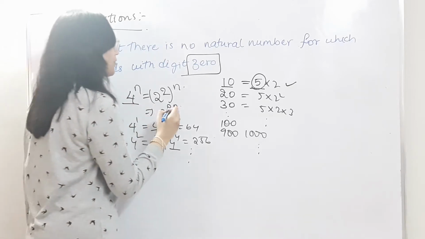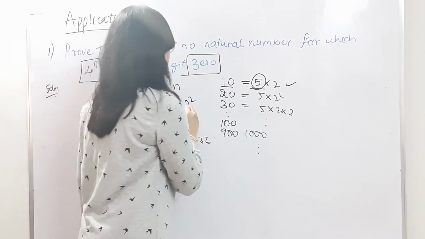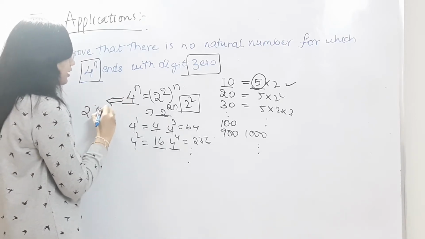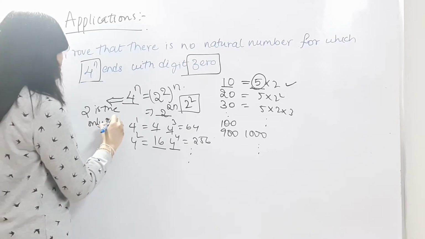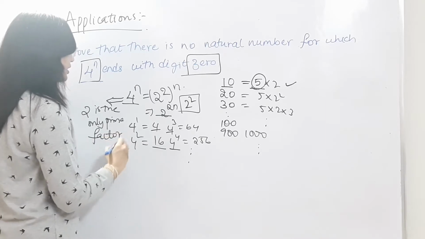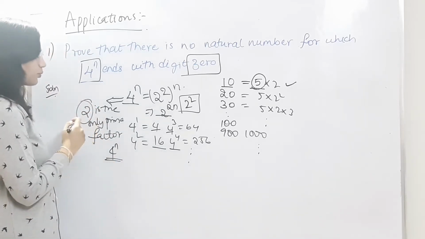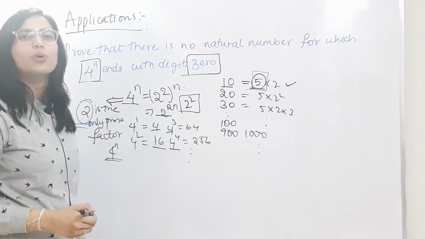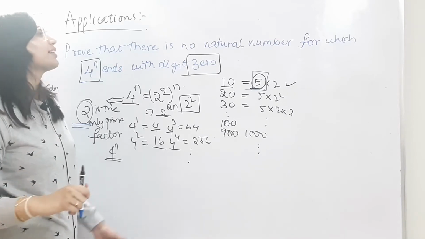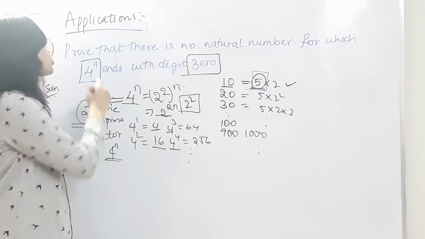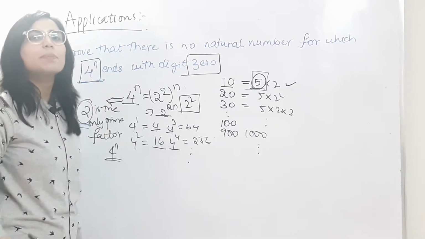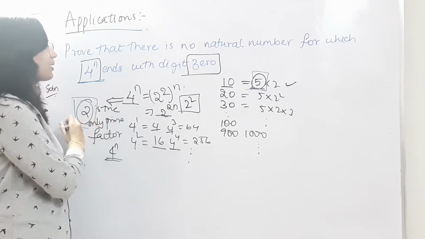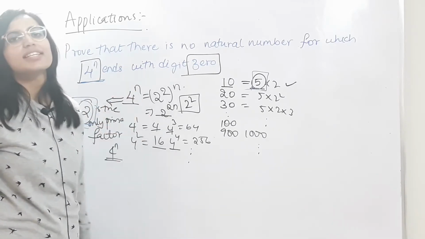Why? Because when you prime factorize 4, you get 2 square. That means 2 is the only prime factor when you simplify 4 further. So there is no other prime factor in 4 power of n except 2. That means we don't have 5 in the prime factorization of 4 power of n. That is the reason why we can say that there is no natural number for which 4 power of n will end in 0, simply because there is no prime factor 5 in there. There is only 2 as the prime factor. This is how you prove this statement.